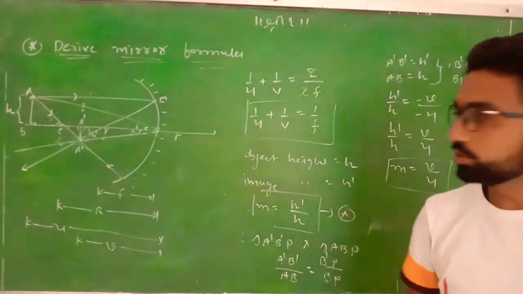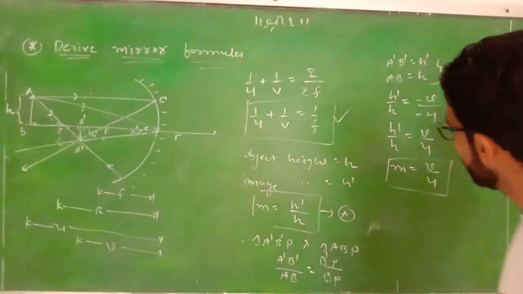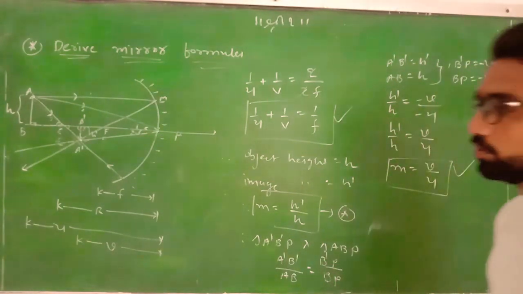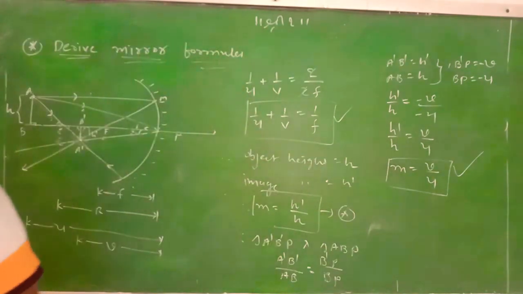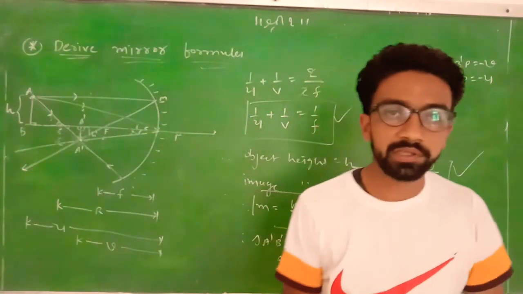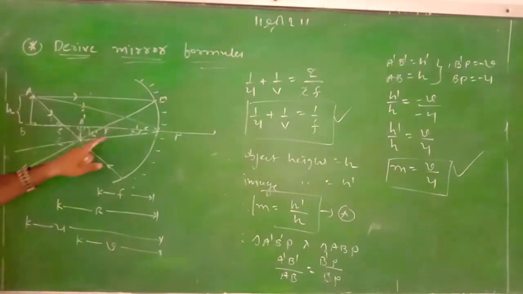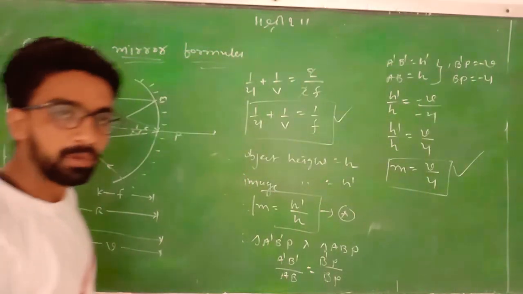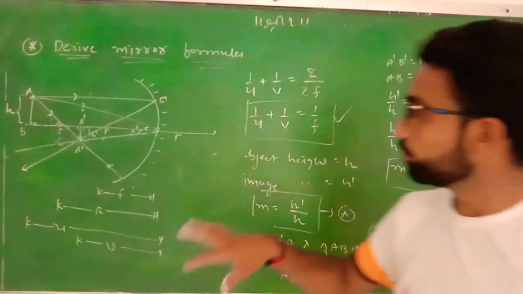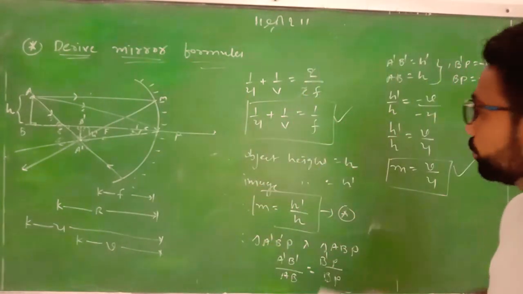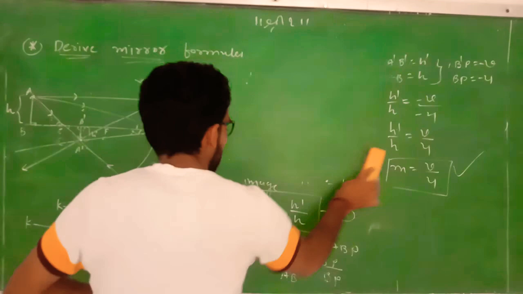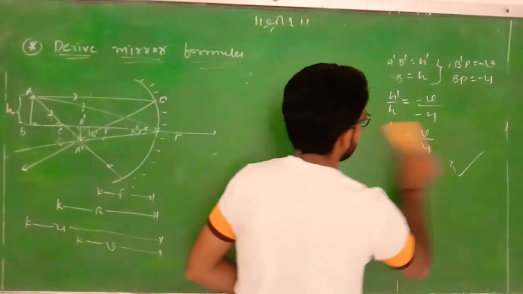So this is the most important equation, this mirror formula and magnification. Now one more topic is there. What is a virtual image and what is a real image? We take this as the real image, where we get the actual intersection. But now we draw a ray diagram for a virtual image.